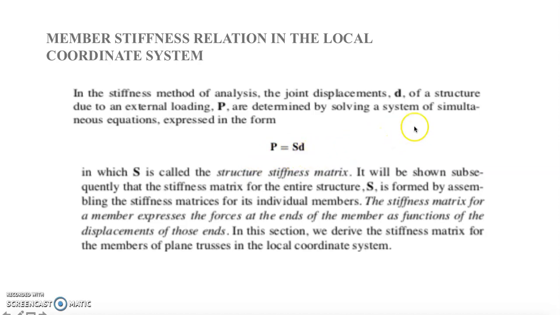The stiffness matrix for a member expresses the forces at the ends of the member as a function of the displacements of those ends. In this section, we derive the stiffness matrix for the members of plane trusses in the local coordinate system. So for this illustration, we're going to establish the member stiffness relation.